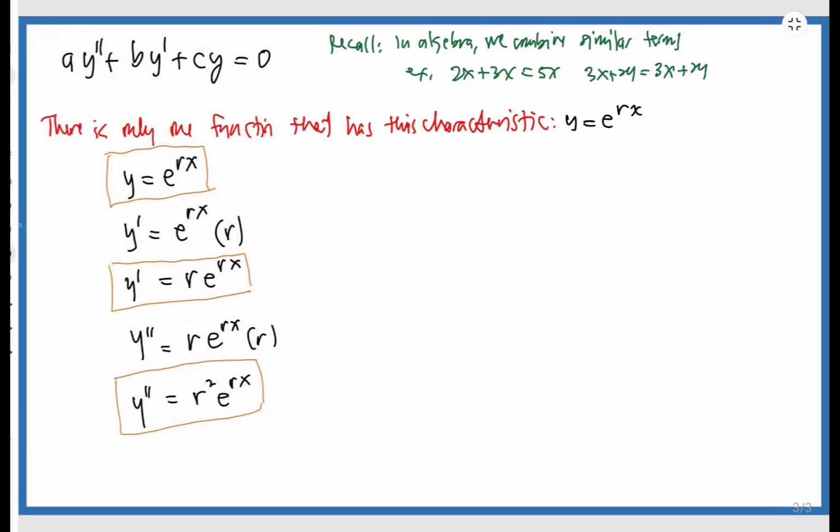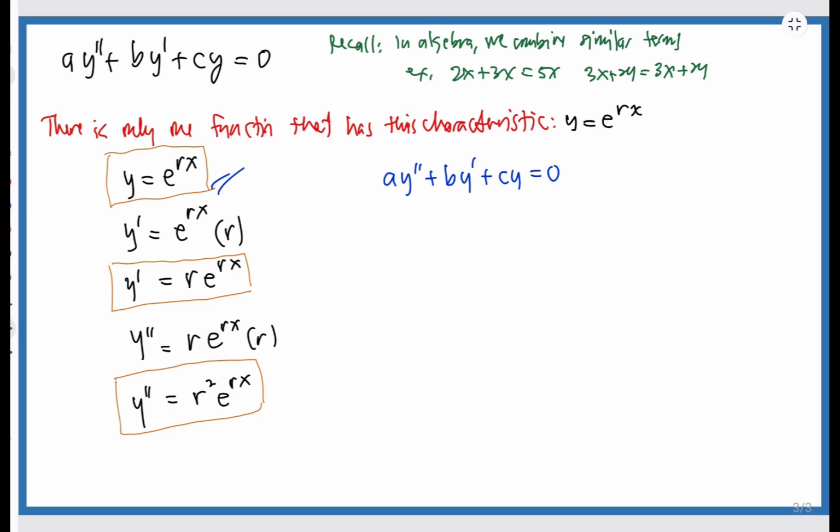So the equation is a y double prime plus b y prime plus c times y equals 0.